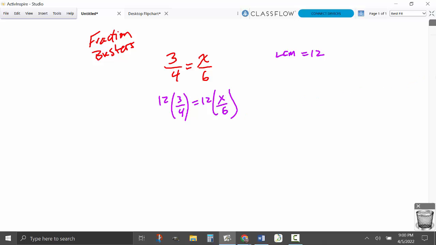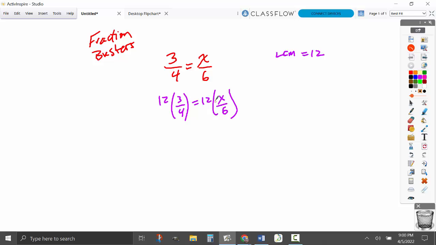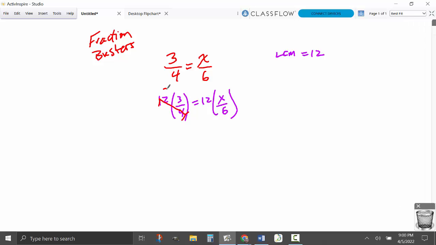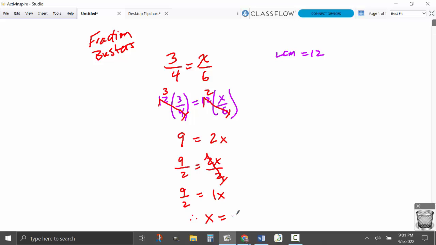When we do that, we end up getting a giant 3 right here and a giant 2 right there. 3 times 3, 3 groups of 3 is 9, equals 2 groups of x is 2x. If I then take the 9 divided by 2 and the 2x divided by 2, I've created a giant 1x is equal to 9 over 2. So I can conclude that x is equal to 4.5.